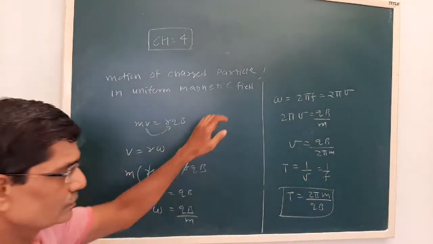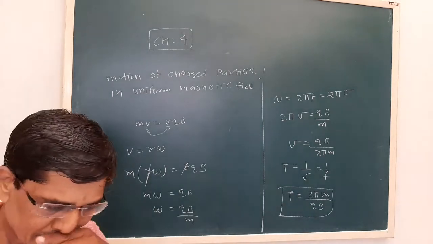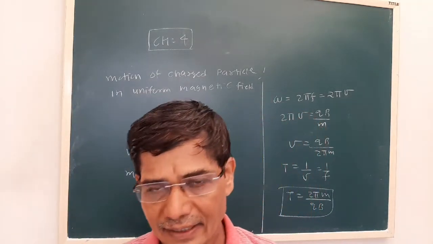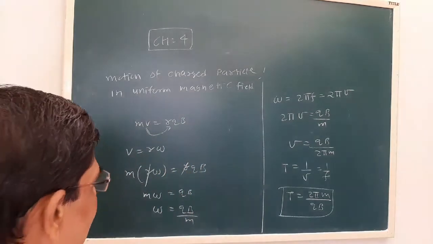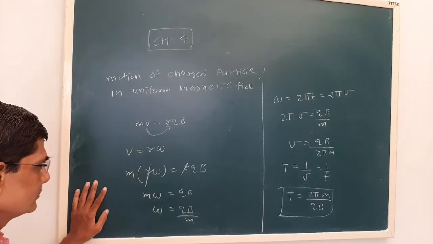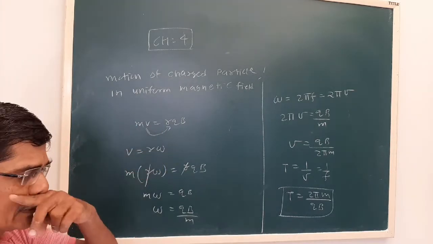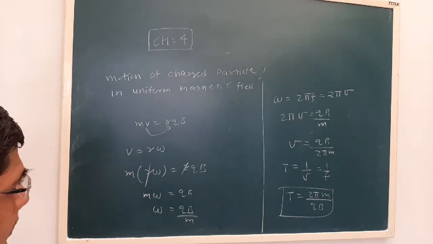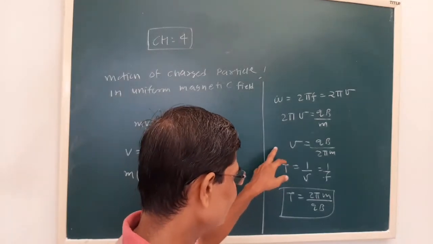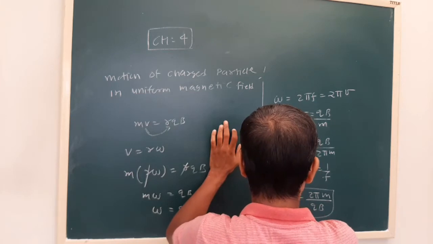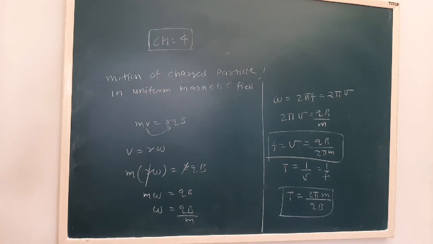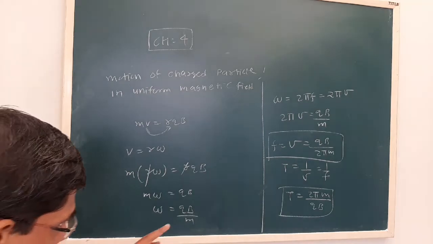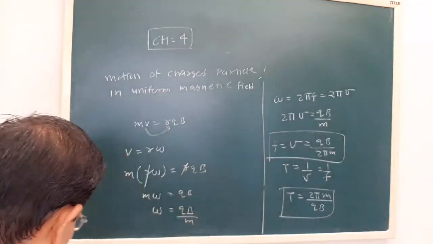So what we have discussed: when a charged particle moves normal or perpendicular to a magnetic field, it performs circular motion. The centripetal force is that. From that we have shown that the speed and radius are related to each other. We obtained the equation of frequency of this circular motion and the periodic time. So this is about the motion of a charged particle moving in a magnetic field.